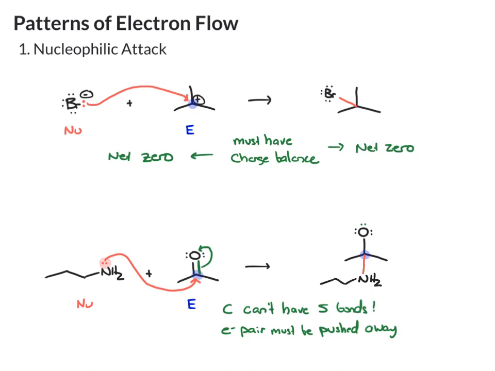Just like that. When you're done, check for formal charges. So your oxygen now has an unusual number of bonds. So if you calculate its formal charge, it's -1. The nitrogen has an unusual number of bonds. If you calculate its formal charge, it's +1. Again, we've maintained charge balance. Net zero on the left, positive and negative means net zero on the right.